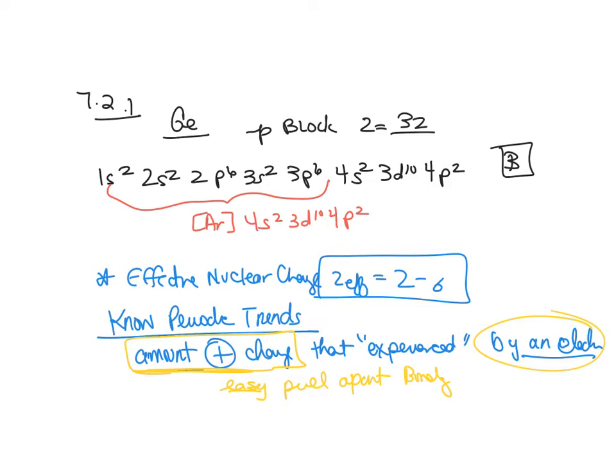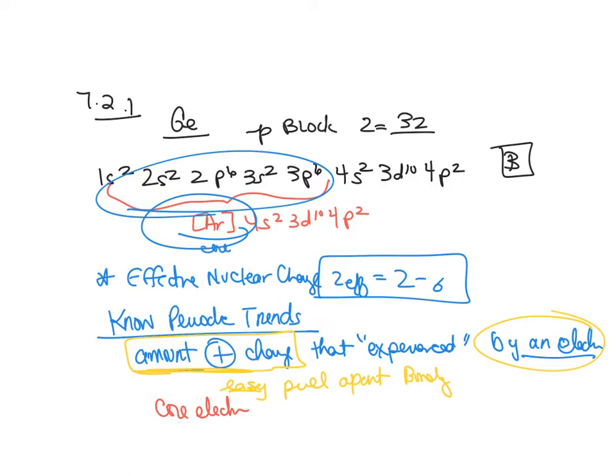So the electrons that are closer to the nucleus are called the core electrons. So here, all these electrons in argon, those are core electrons. And they actually shield these outer electrons from the positive nucleus. Now what's happening when you go across a period?